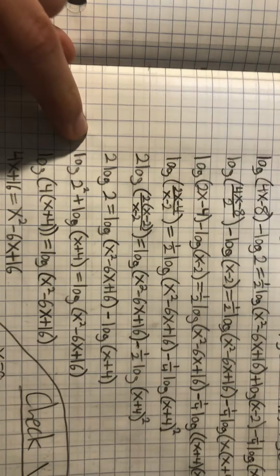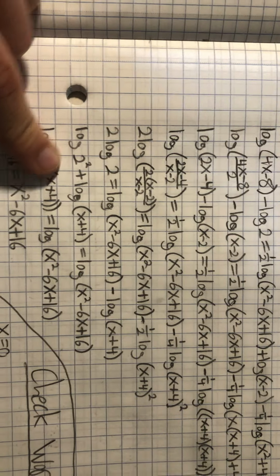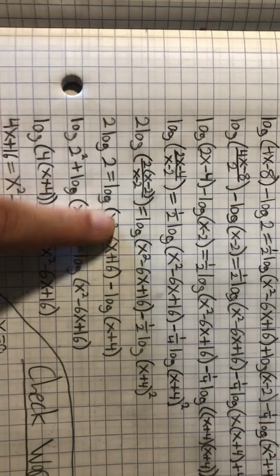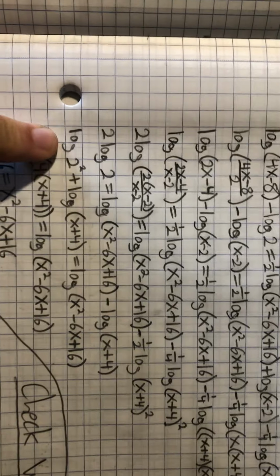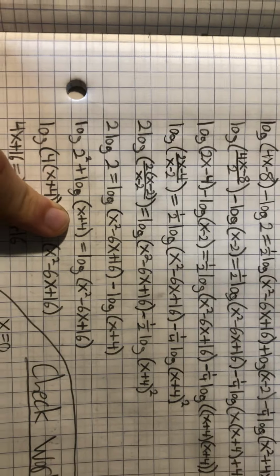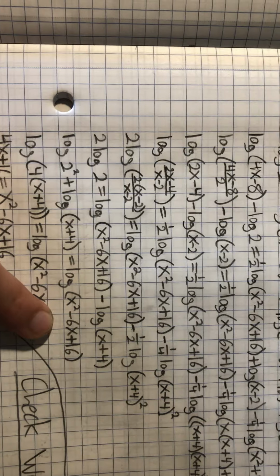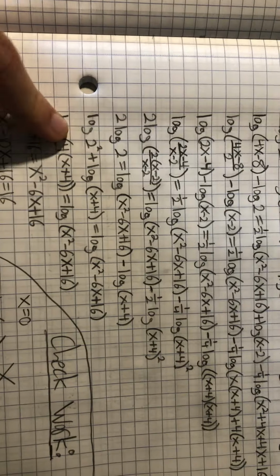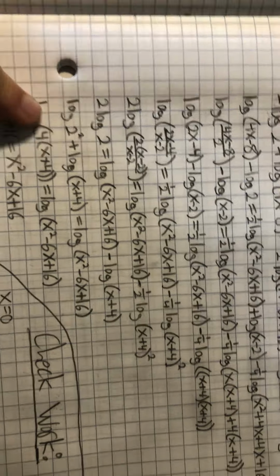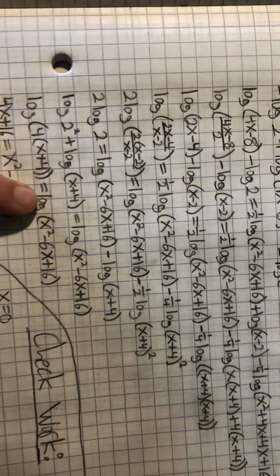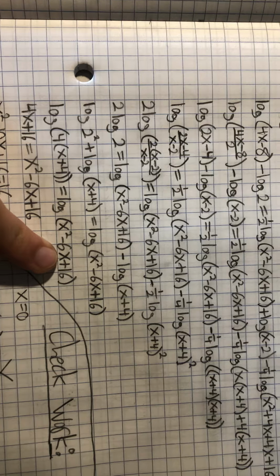Okay, so now I have log of 2 squared, and now I'm going to add log of x plus 4 to each side. I think it'll be easier again. It's going to be really hard to divide those. So I'm going to have log of 2 squared plus log of x plus 4 equals log of x squared minus 6x plus 16. Now, 2 squared is 4, right? So I'm going to multiply again. So log of 4 times x plus 4, multiplying the inputs, equals log of x squared minus 6x plus 16.